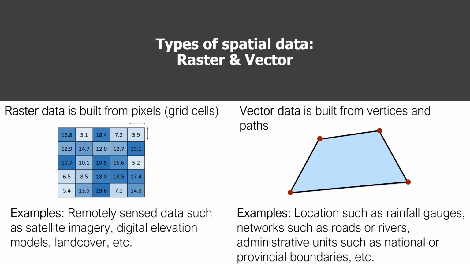Raster and vector datasets both have their respective strengths and weaknesses when denoting spatial location of real-world objects or attributes. And based on this, we tend to prefer one type or the other for specific usage. In the context of freshwater assessments, some common examples of each type you see here on the screen: remote sensing for digital elevation and satellite imagery, and vector datasets for location of rain gauges, networks of roads, rivers, and administrative boundaries.